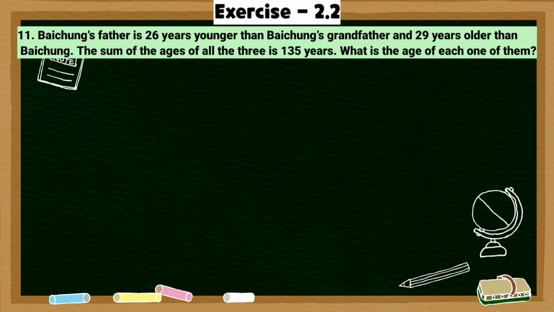Question 11th is, Baichung's father is 26 years younger than Baichung's grandfather and 29 years older than Baichung. The sum of ages of all three is 135 years. What is the age of each of them?